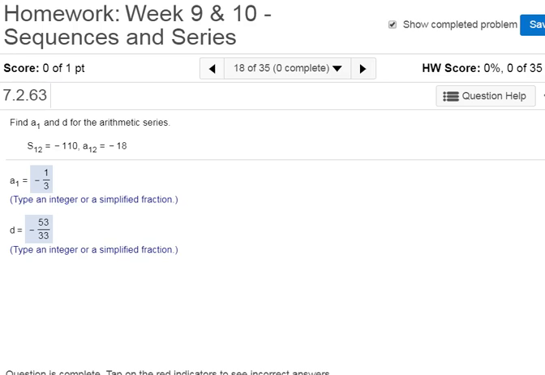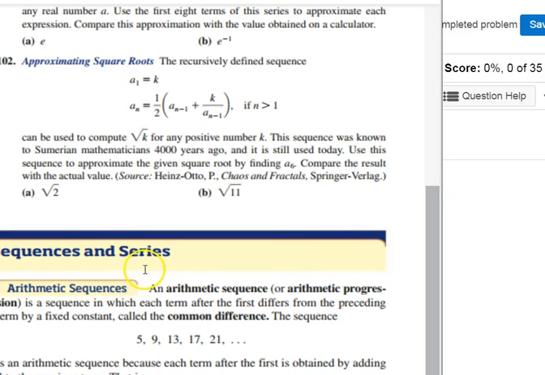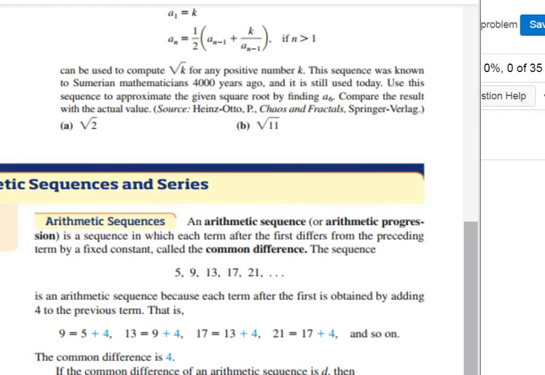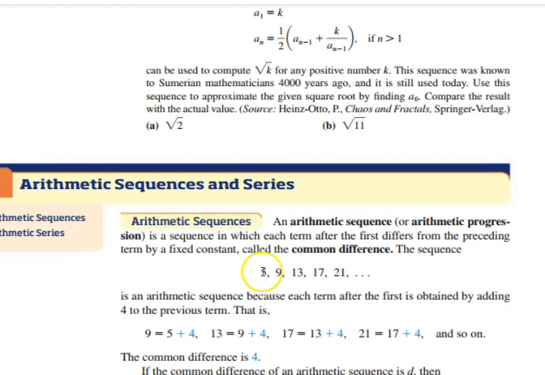In this video, I'm going to cover a few problems from the homework assignment. I'm going to start with number 18, which is from chapter 7.2 about arithmetic sequences and series. The key thing for these is that whatever term we start with, each consecutive term increases by the same exact amount. So in this example I pulled up, we start with 5, each term gets 4 larger, and so on.